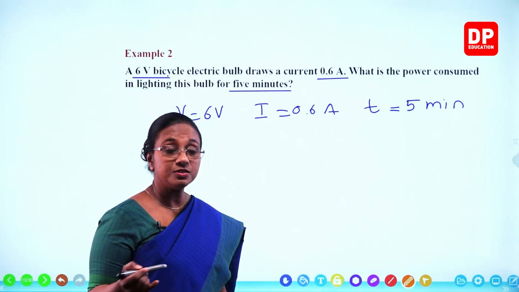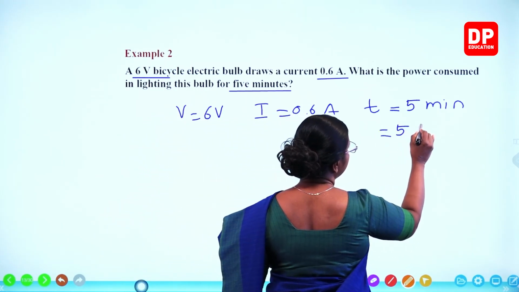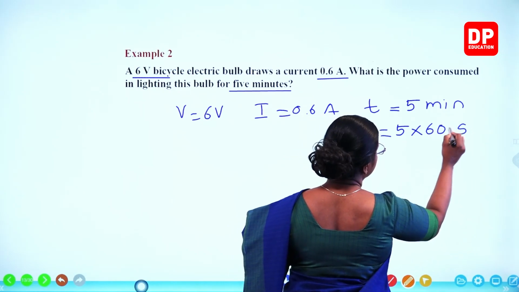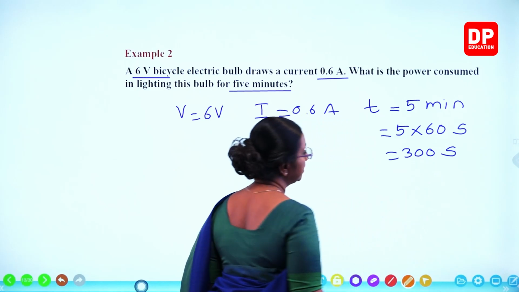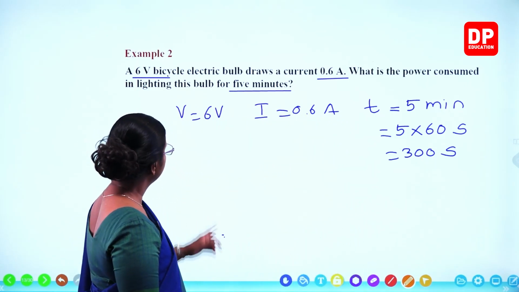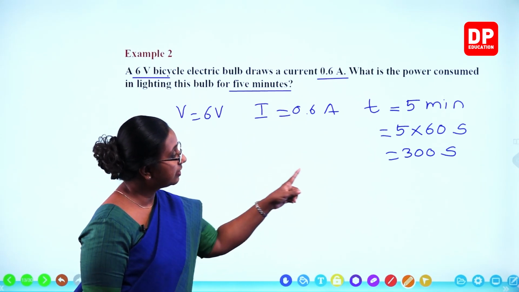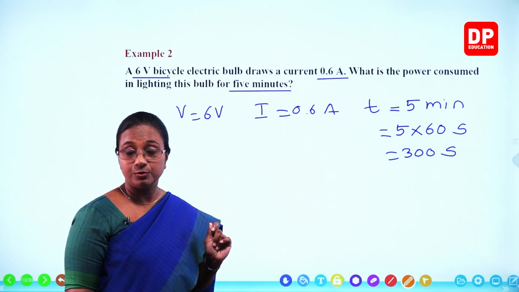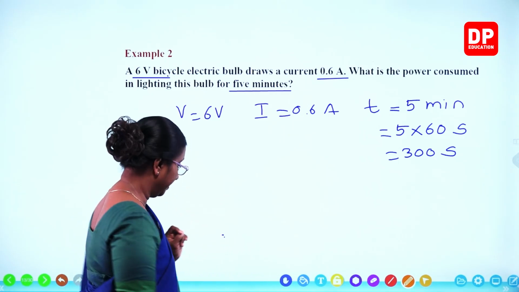Minutes to seconds, you multiply by 60. So that will be 5 into 60 seconds, 300 seconds. Then, you know the potential difference, you know the current, you know the time. What is the equation we use? E equals VIT.